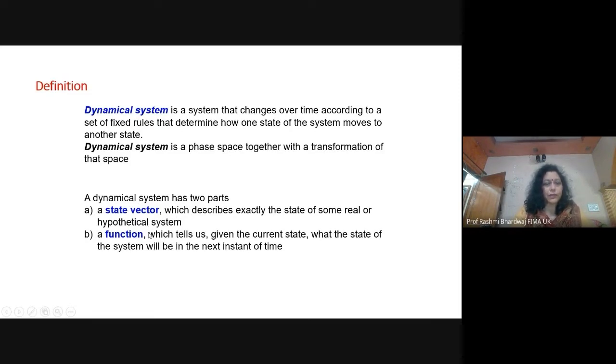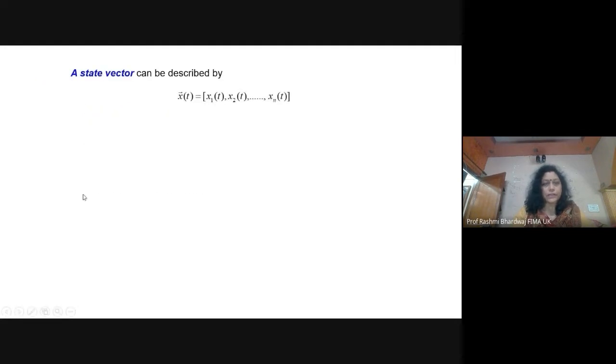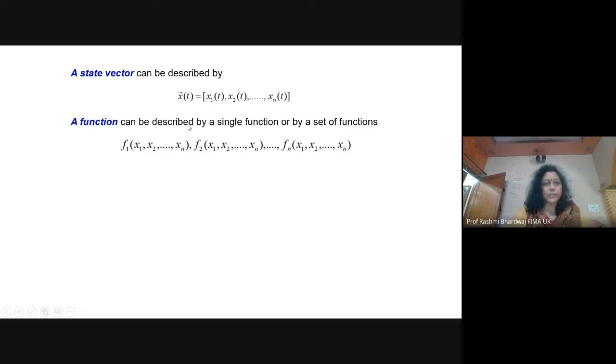So you have two types of form. One is a state vector, another one is a function form. The state vector is simply a position vector at any time, which depends on the different components. And the function is defined as a single function or a set of functions which depend on all these points. So f1 at a particular point depends on all these state variables, and likewise f2 up to fn.